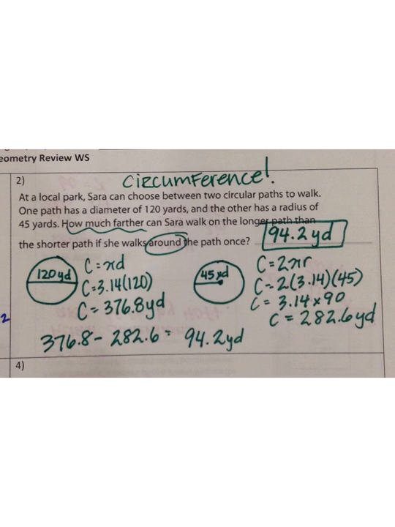So the 120-yard diameter, I got a circumference of 376.8 yards. And then for the other one, you have to double the radius, because for circumference we need a diameter. So when I did that, I got 282.6 yards. But the question was asking how much farther is she going to have to walk, which is finding the difference, which is subtraction. And so I got 94.2 yards when I subtracted.